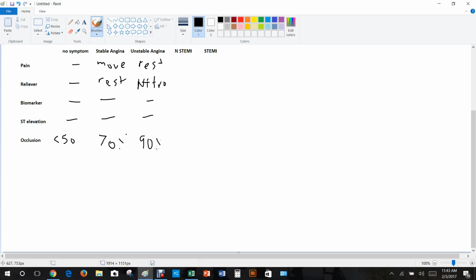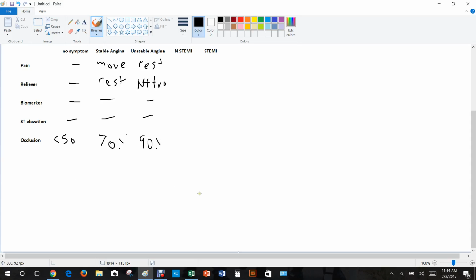Okay, so now what about an N-STEMI? What we mean by N-STEMI is you've performed an EKG, which is one of the first things you do, and you see on this EKG the ST segment, as they call it, the segment from S to T, and you see that it's either elevated or it's not elevated.